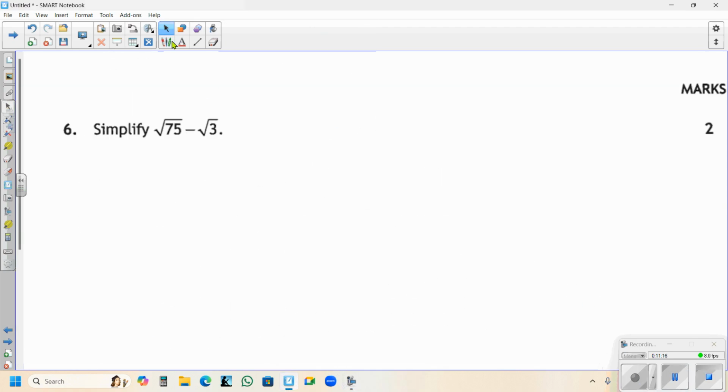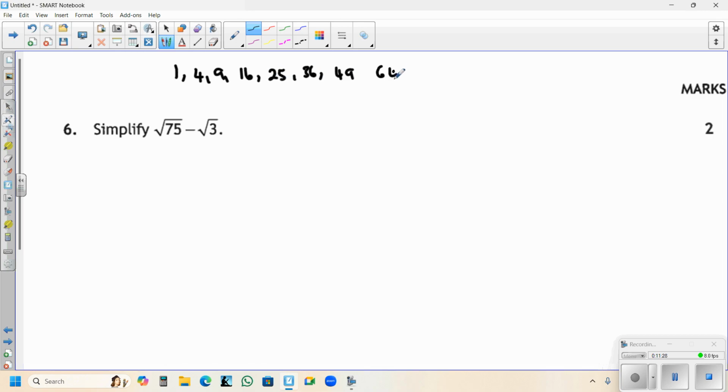Question number 6. So we've got surds going on here. When you want to simplify a surd, you're thinking about square numbers: 1, 4, 9, 16, 25, 36, 49, 64, 81, and 100. Write them down if you need to know them. So we want to find one of those square numbers that divides into 75.